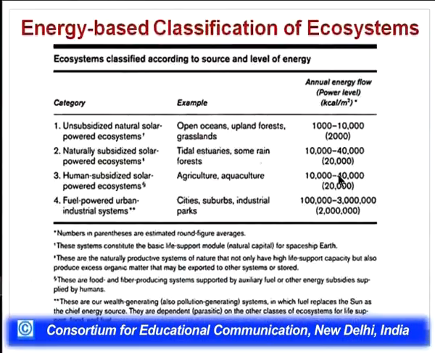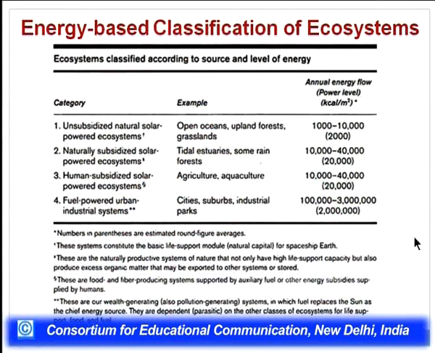They are dependent on the other classes of ecosystem for life support, the food and the fuel. So they cannot work in isolation. They have to depend upon the other ecosystems. But the yield, as you can see, is much higher. The annual energy flow is higher by orders of magnitude compared to what you can see in the human subsidized solar powered or unsubsidized natural solar powered ecosystem.